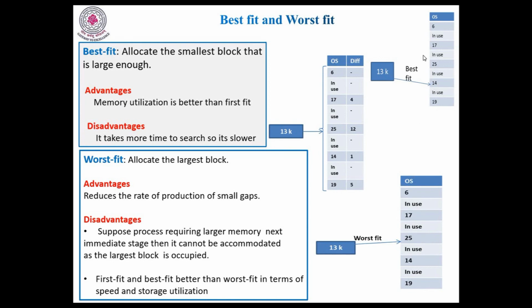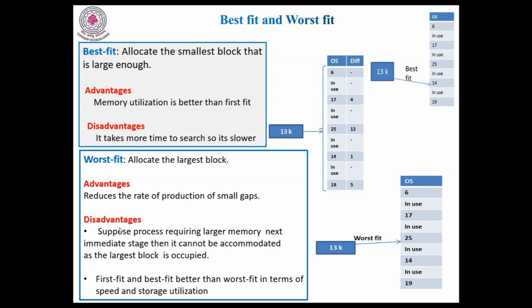Even in the first fit also, only a smaller gap, that means 4K only. But in the best fit, 1K. But in the worst fit, a 12K gap is there. So it reduces the rate of production of small gaps.